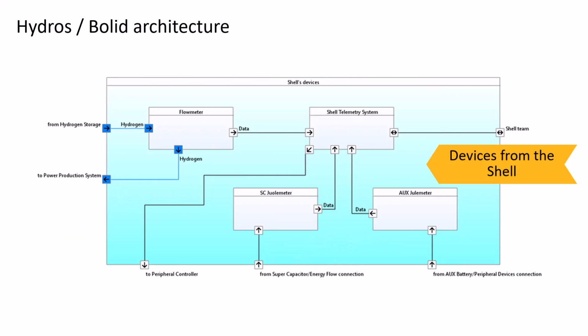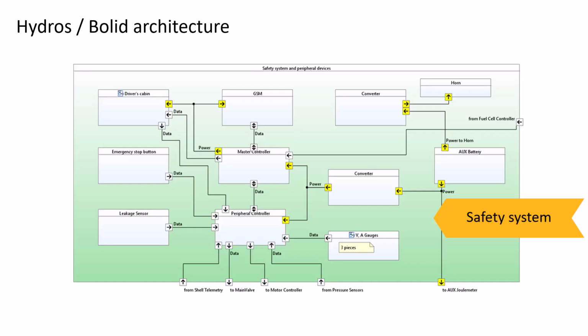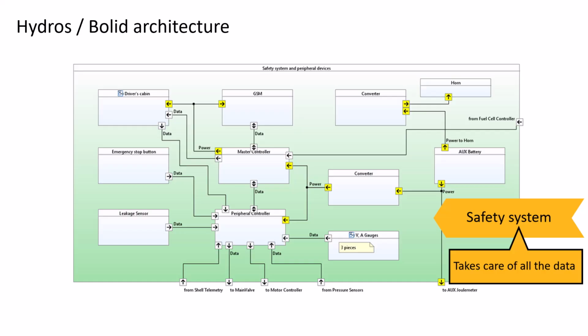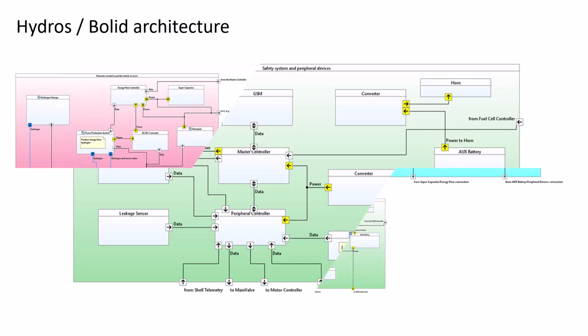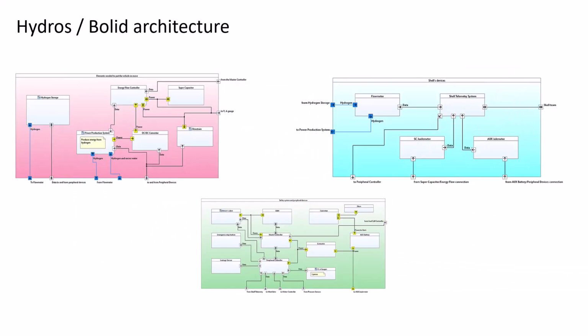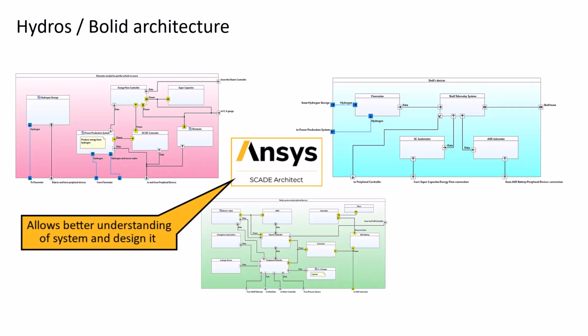And the most important for us is the safety critical part, which is a lot of devices controlled by the master controller, which takes care of all the data and information in the system and also sends the energy to subsystems. As you see, this is the main element that we will focus on in the second part of our presentation. All of these diagrams are created in Ansys SCADE Architecture and allow us to better understand the system and design it better. Thanks for watching.